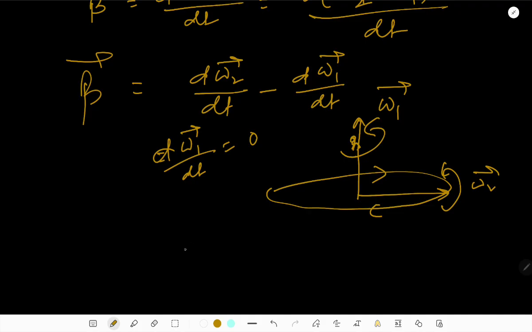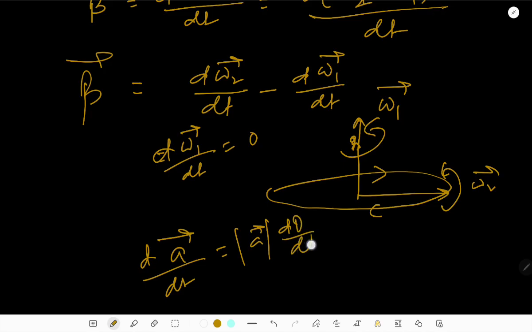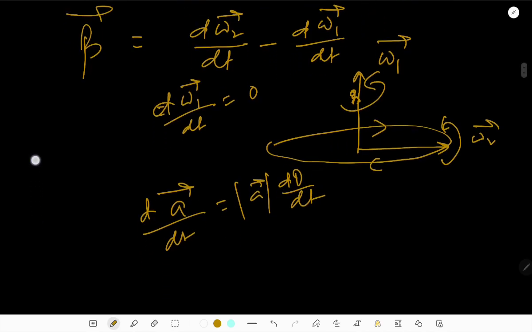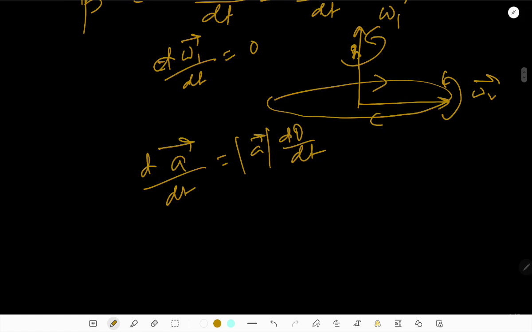This vector omega 2, I know a vector A that is rotating in a certain frame with constant angular velocity. Then its derivative is simply written as magnitude of vector A d theta by dt. I know this thing from circular motion. What is V equals omega r or something like that. तो ये कांस्टेंट रेडियस के सर्किल में रोटेट कर रहा है, तो इसका रेडियस तो इसका लेंथ ही हो गया.